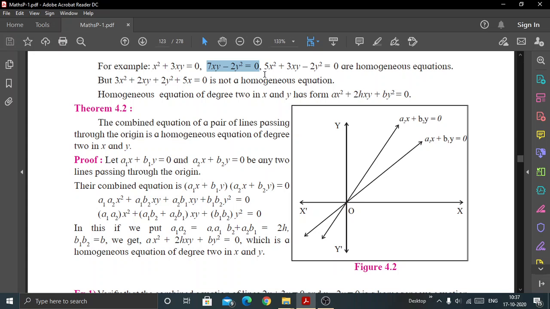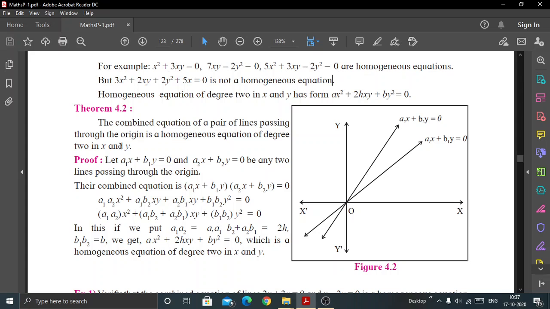Okay. Next, another example: 5x square plus 3xy minus 2y square equal to 0. You already know that. See here, the degree of the first term is 2, the degree of the second term is 2 and the degree of the third term is 2. Therefore, it is also called a homogeneous equation.